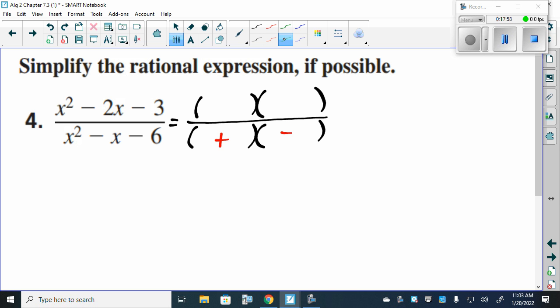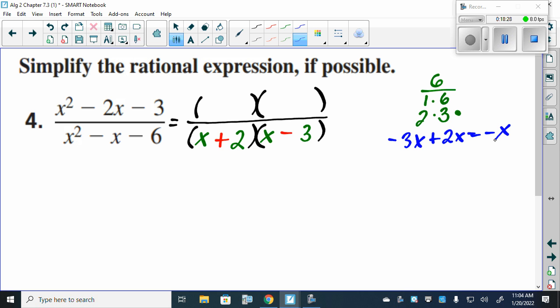Now we look at the factors of x squared, which would be x and x. And now the factors of 6 are 1 and 6 or 2 and 3. Which one do we want to try first? 2 and 3? Would the 3 be positive or negative? Negative. And if we did check this here, we would get negative 3x plus 2x is negative x. The middle term is negative x, so this is the correct factorization for this here. Any questions on the denominator before we move to the numerator?